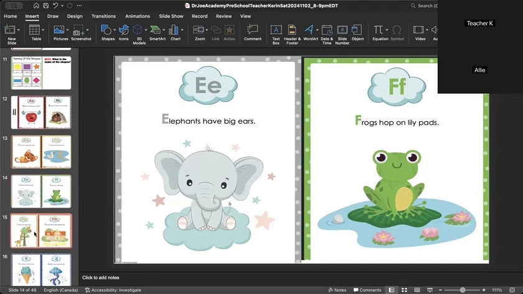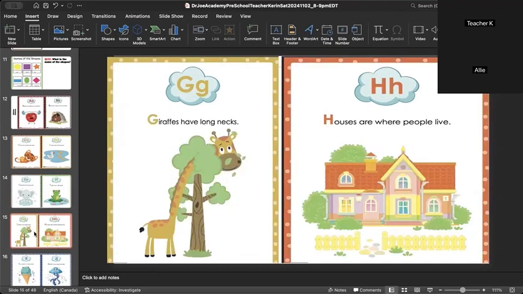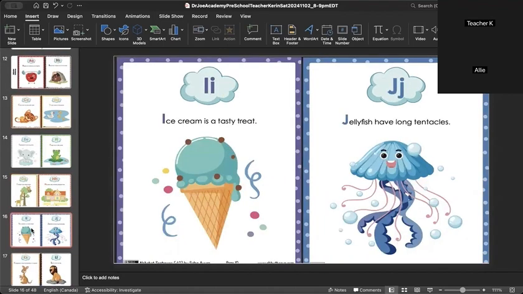Okay, on to the next one. Can you read these two sentences for me, please? Giraffes have long necks. Houses are where people live. Correct. Good job. Ice cream is a tasty treat. Jellyfish have long tentacles. All right. Jellyfish have long tentacles. Tentacles.